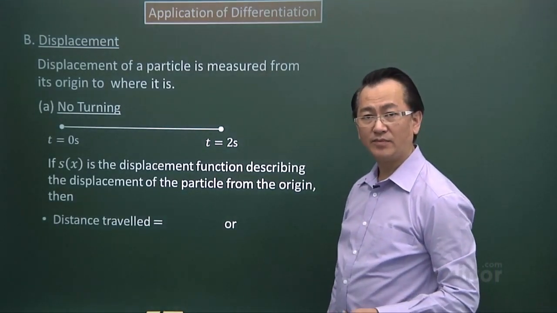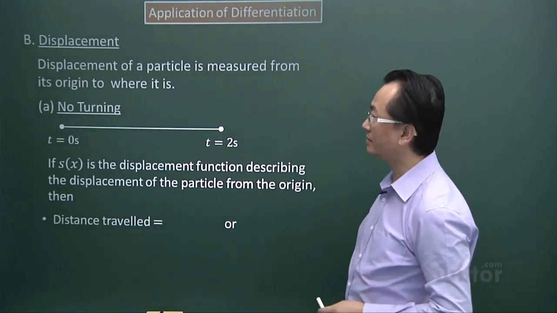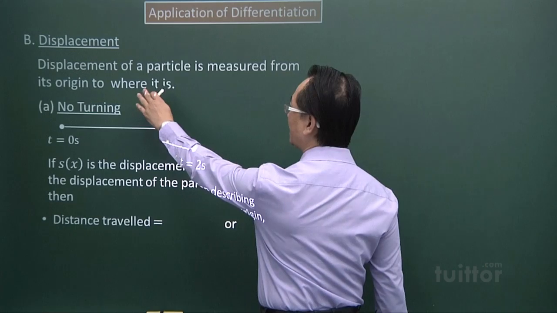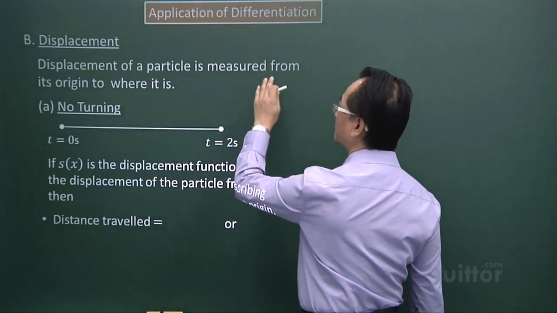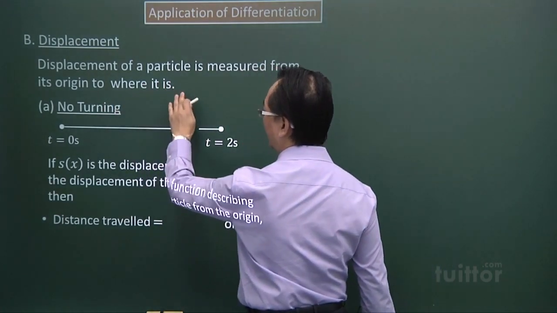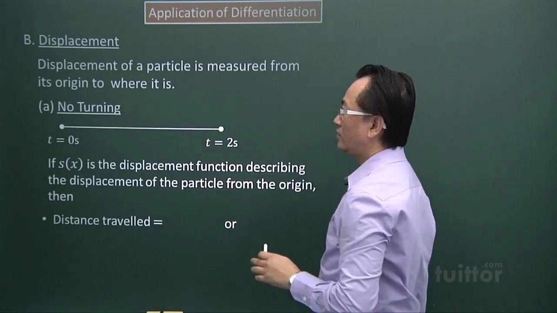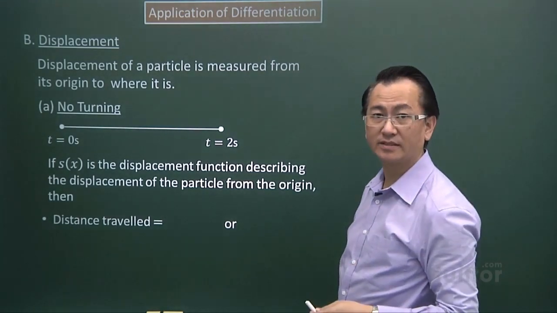Now we look at part B. We want to focus on displacement. The displacement of a particle is measured from its origin to where it is. Now, the origin can be the fixed point that we talk about.